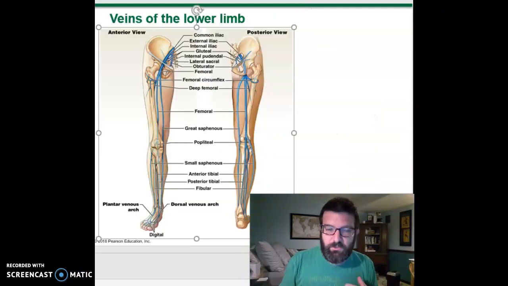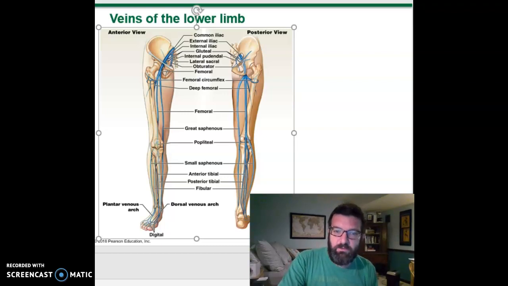In terms of veins, they're going to be similar, especially your deep veins, right? We have digital veins and a plantar venous arch and a dorsal venous arch, kind of like the dorsalis pedis, that are draining blood from your foot. You have an anterior and posterior tibial vein, right? So posterior is in the back, anterior is in the front.